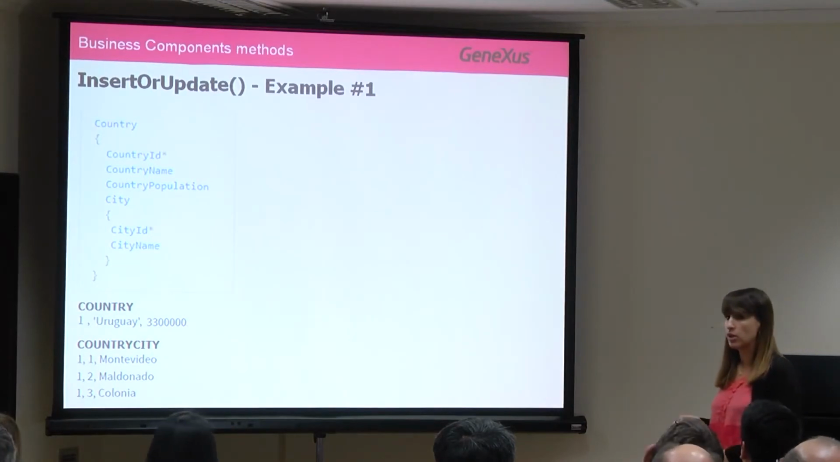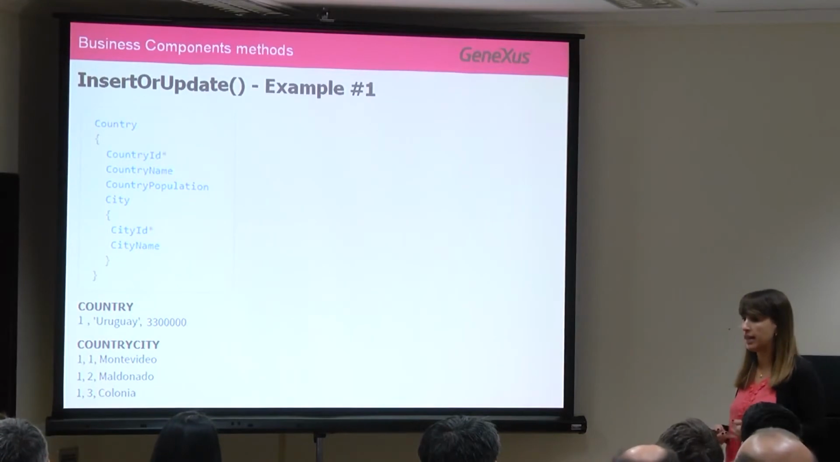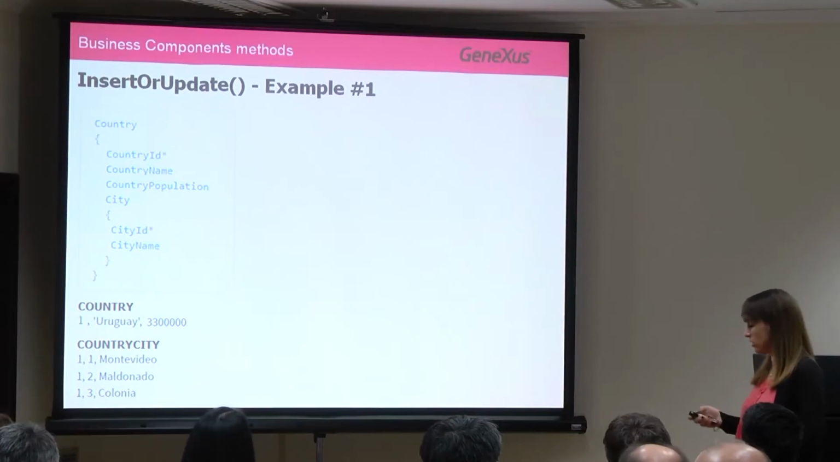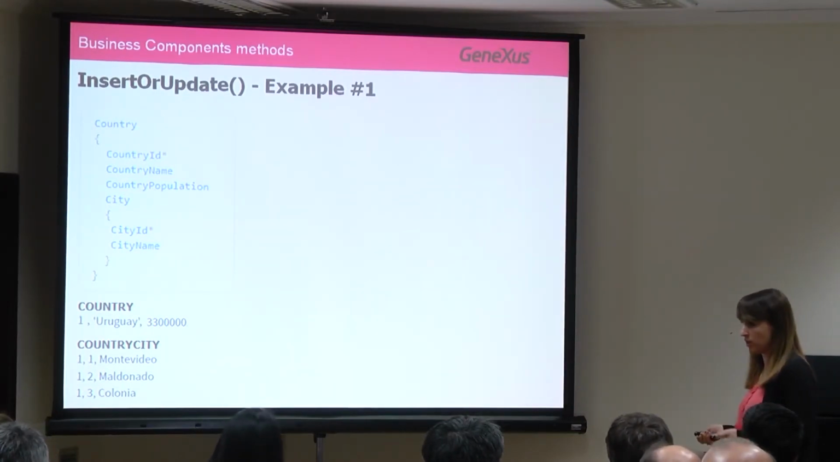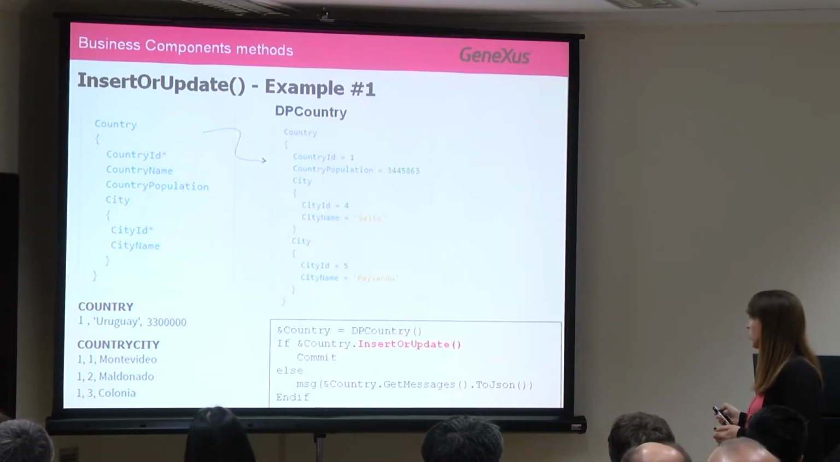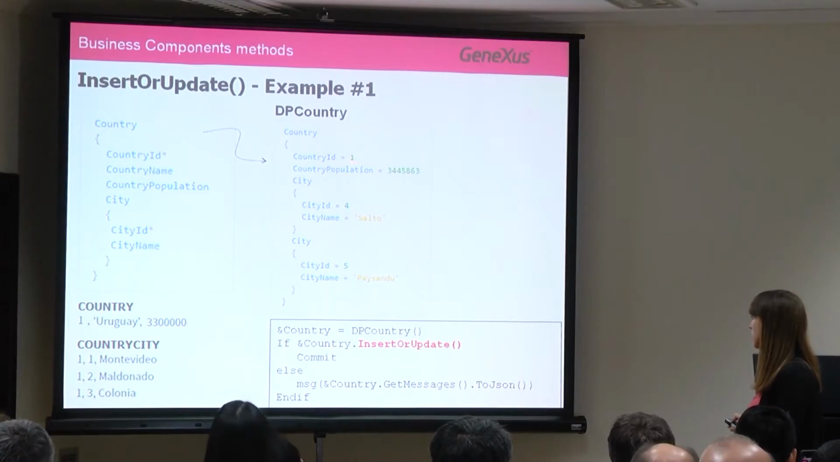So I want to update the population and add two more cities. Since it's an update, well, maybe I could have just inserted, but now I'm going to use insert or update. So I created a data provider, I drag the transaction from the Explorer, I assign one to country ID and this population, and I put the cities.